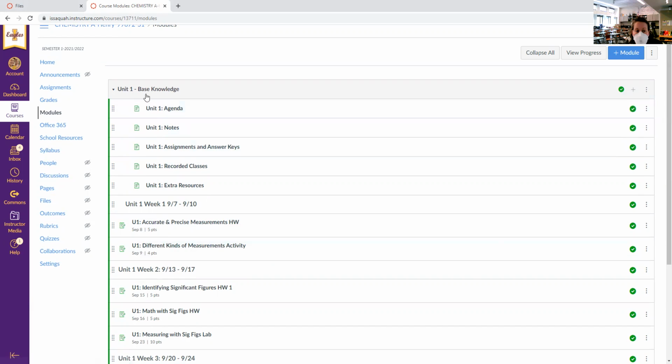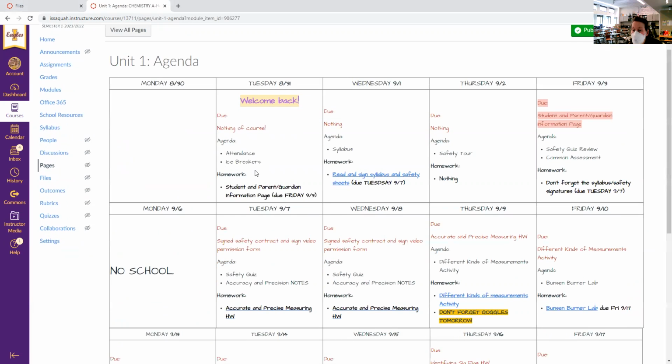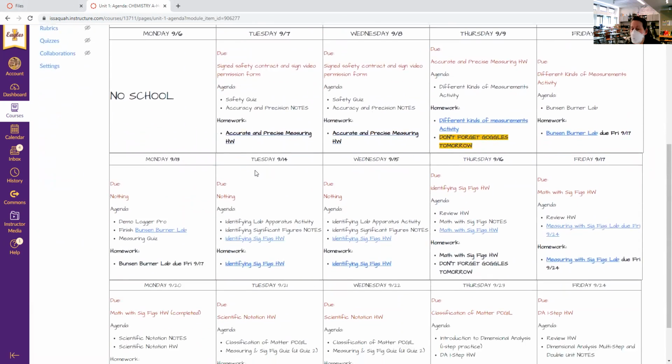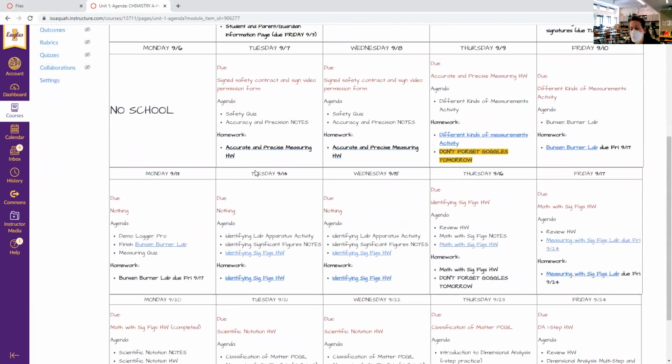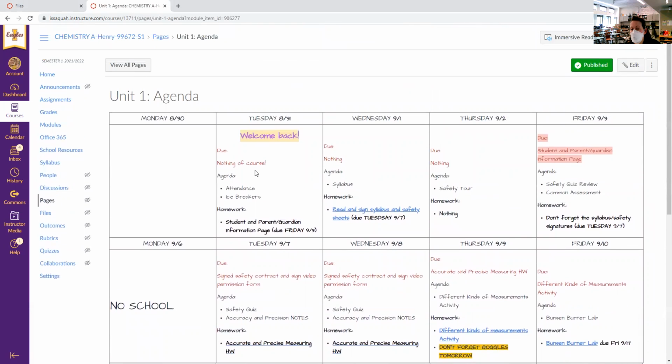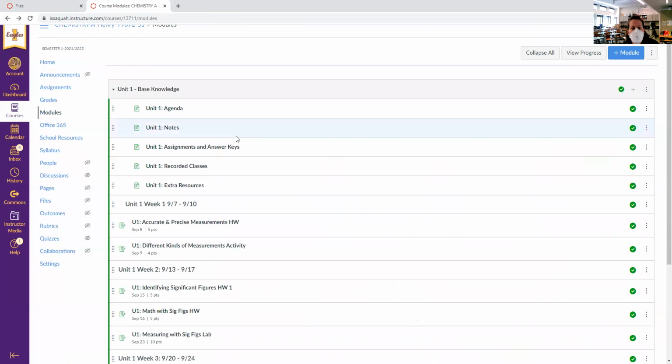At the top of the module, there's going to be a page with the agenda. This agenda page is just like the week at a glance, but for the entire unit, not just the current week. So it's more than 2 weeks. It's however many weeks we've been in the unit. It's got all the same links, all the same information. So that's your agenda page.